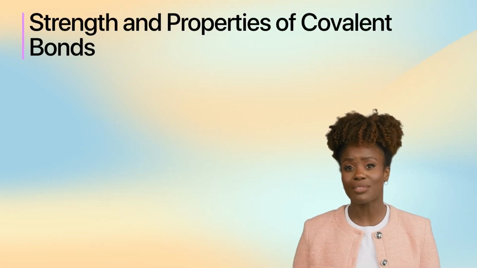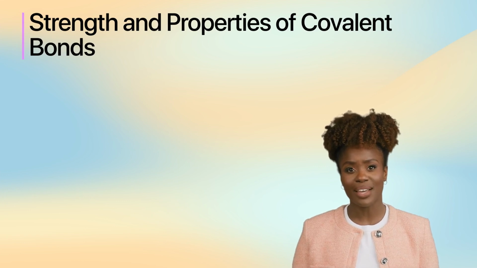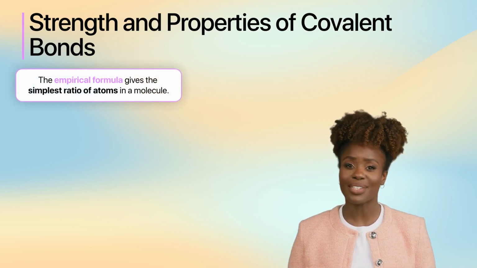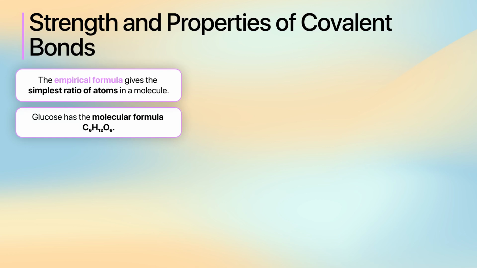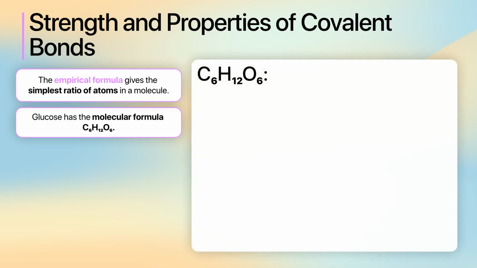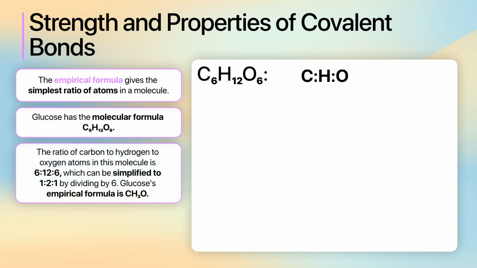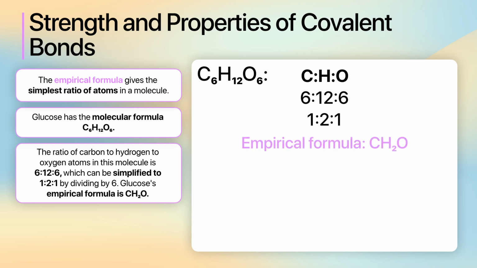With molecules that have a not-so-small number of atoms, it is often helpful to write a formula that gives the simplest ratio of atoms, called an empirical formula. To understand this, let's look at an example. Consider glucose, which has the molecular formula C6H12O6. The ratio of carbon to hydrogen to oxygen atoms in this molecule is 6 to 12 to 6, which can be simplified to 1 to 2 to 1 by dividing by 6. Thus, glucose has the empirical formula CH2O.